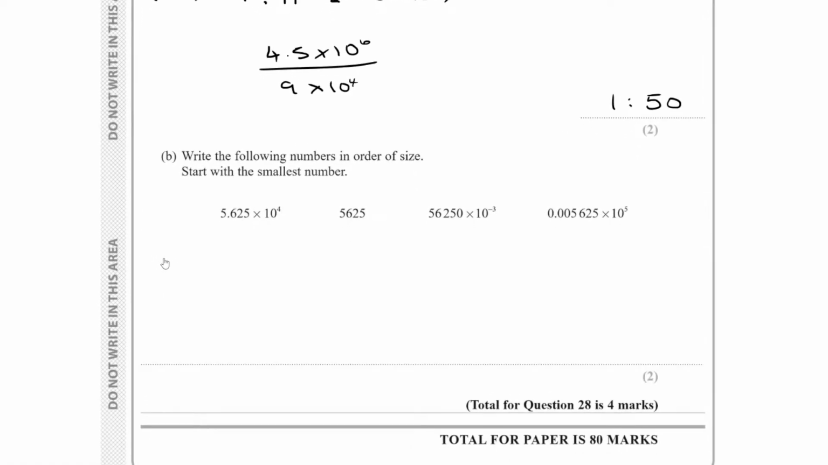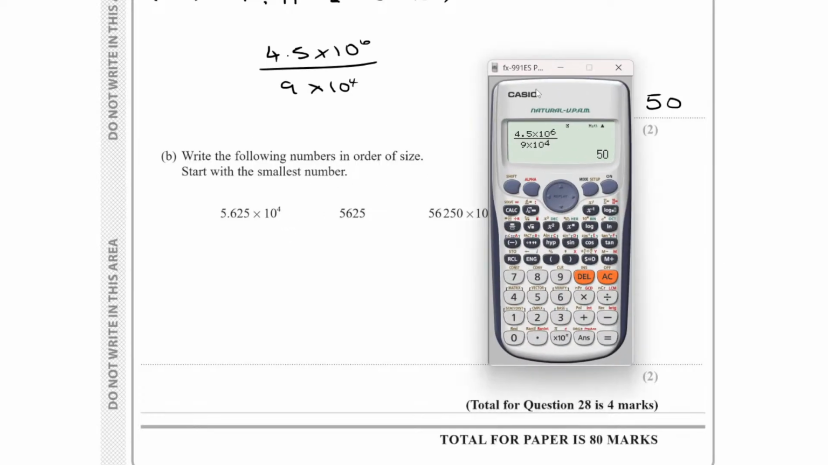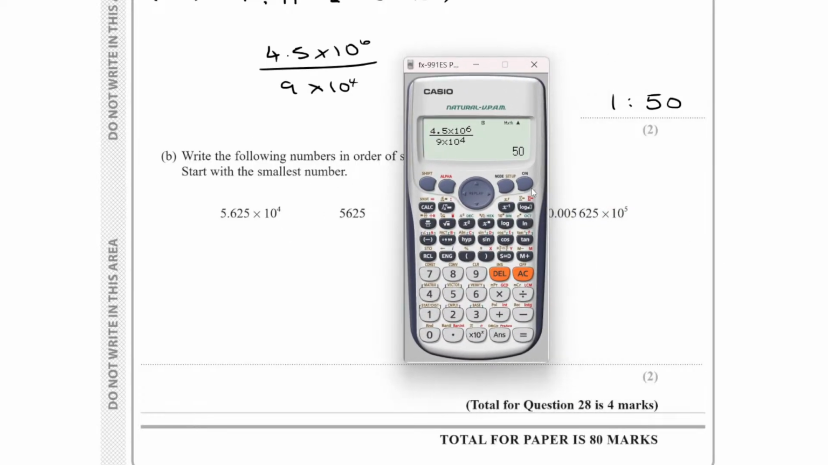And then part B, write the following numbers in order of size. Start with the smallest number. So in this case, you might want to convert them to ordinary numbers, right? So you can literally compare them. Obviously, this one here is already fine. You can obviously use the calculator for this, I think it depends on your calculator. This one's obviously quite old. You would have a newer calculator, I'm assuming.